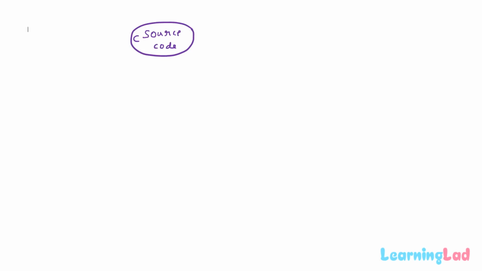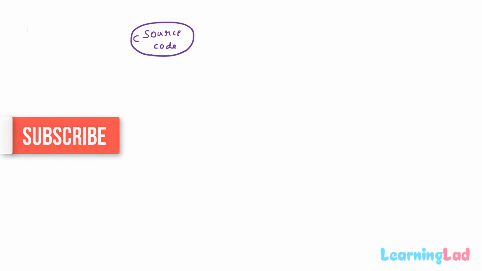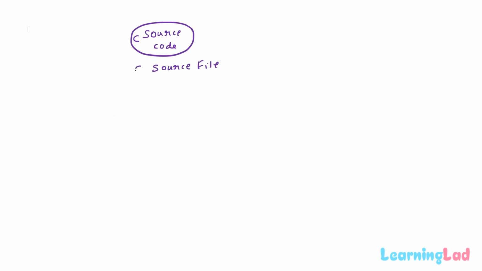Now, when we write a computer program, we are going to store that in the computer memory as a computer file, and the file which is containing this source code is called the source file. And if the file is containing the source code written in the C programming language, then that file is also called the C source file.